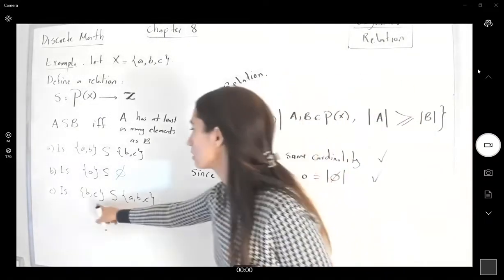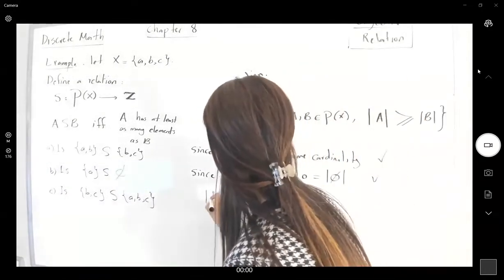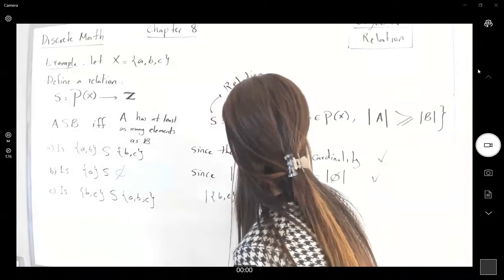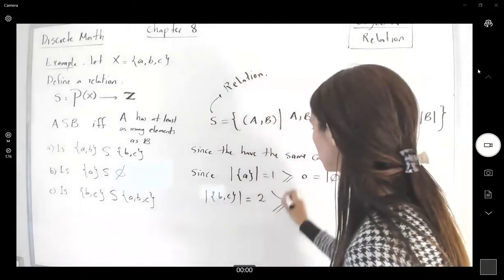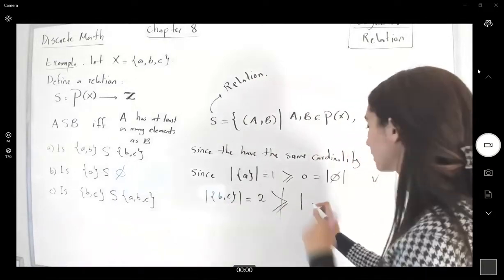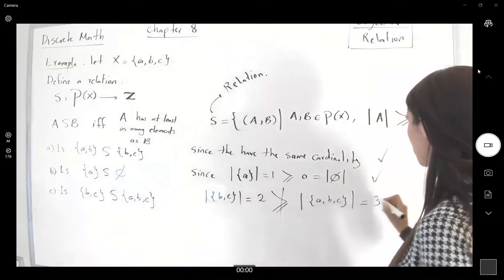But what about this guy? The cardinality of set B, C is 2, which is not greater than or equal to the cardinality of set A, B, C, which is 3.